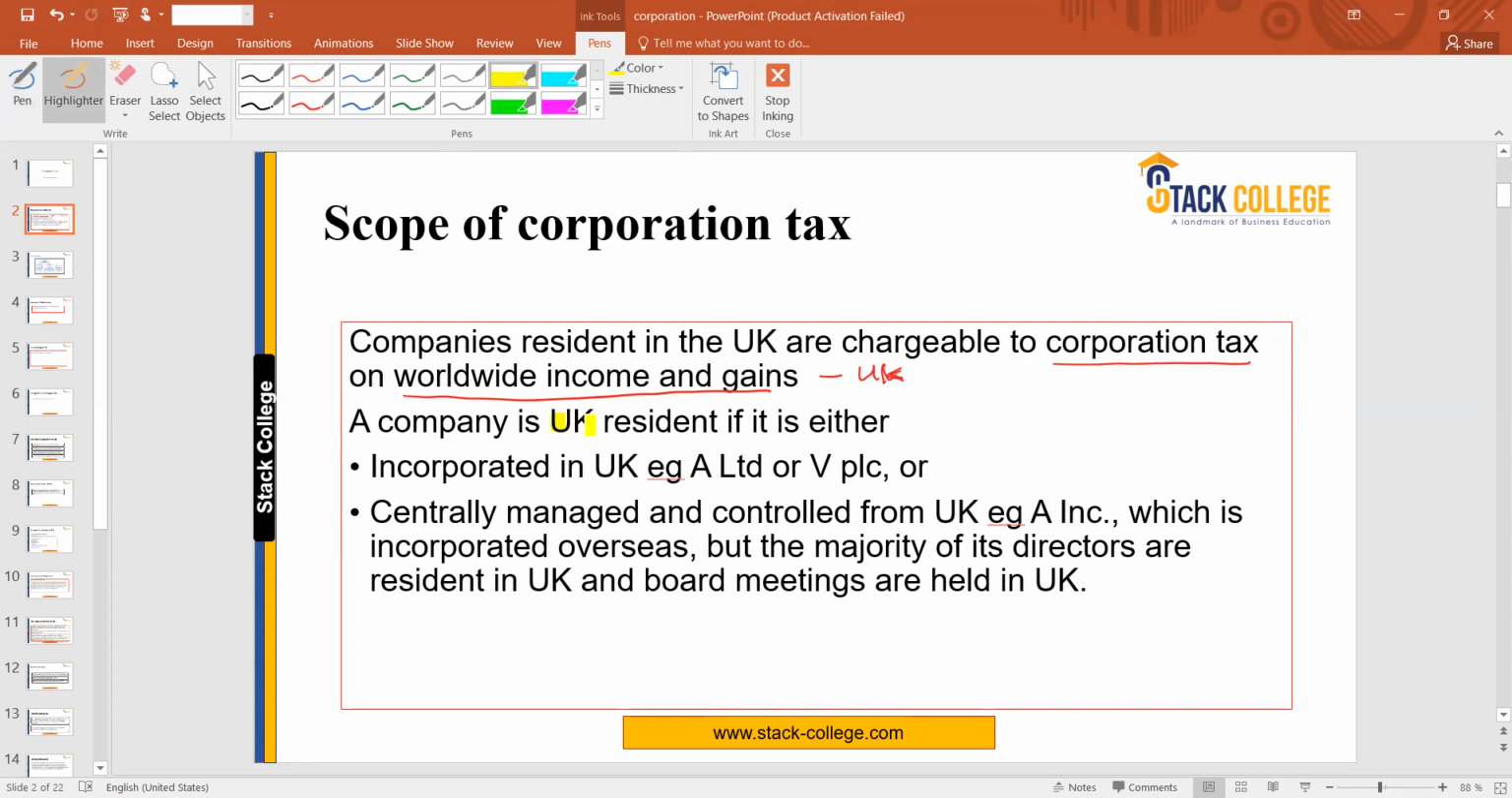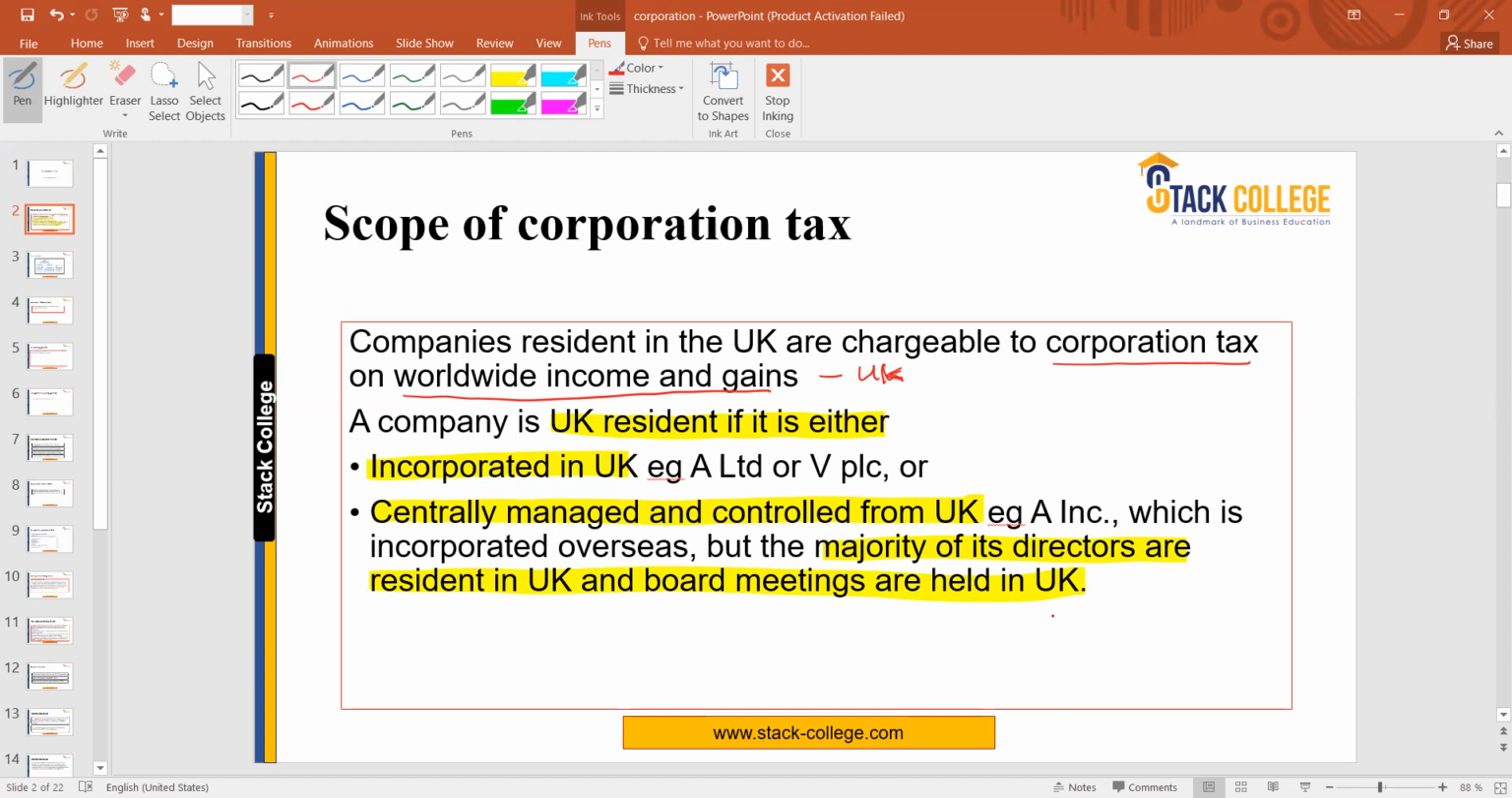A company is UK resident if it is incorporated in the UK. If a company is incorporated in the UK, it's always a UK resident company. Or if a company is not incorporated in the UK, but it is centrally managed and controlled from the UK, for example, an overseas company, but the majority of directors are resident in the UK and board meetings are also held in the UK, then we can still classify that company as a UK resident company.